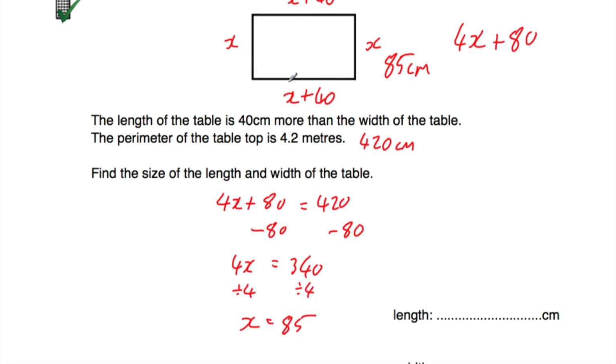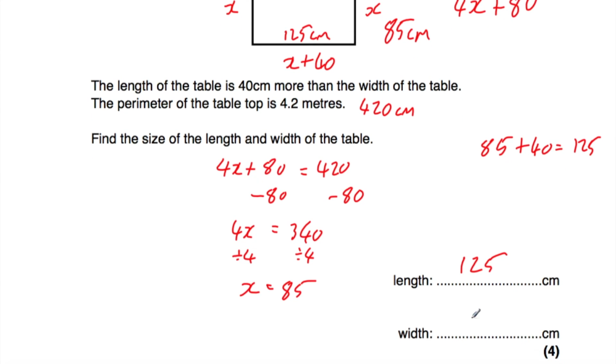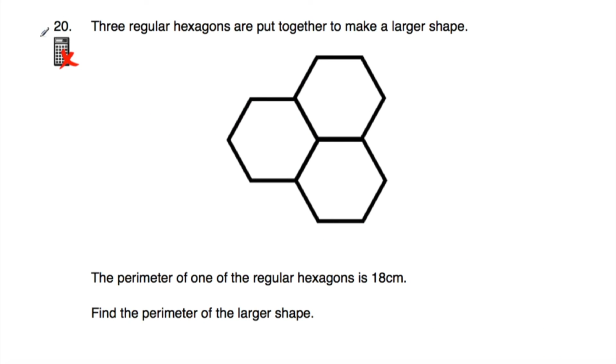And the length of the rectangle, well, it's 40 centimeters more. So if we do 85 plus 40, that's equal to 125. So it means the length of the rectangle is 125 centimeters. So that means, obviously, it's a table, so the length of the table is 125 centimeters and the width of the table is 85 centimeters. That's it. Okay, let's have a look at our next question, question number 20.